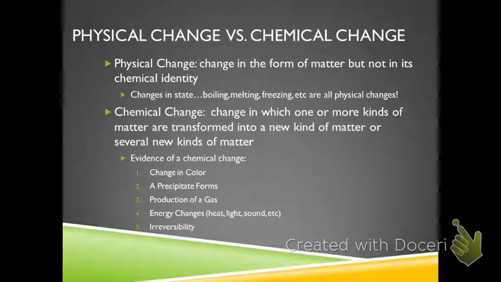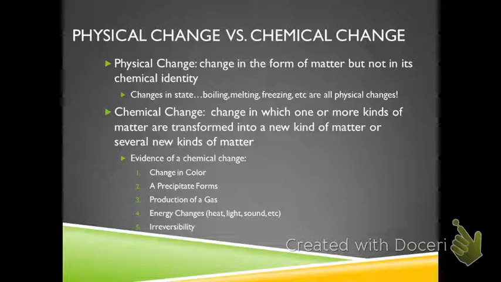The difference between physical changes and chemical changes: a physical change is just changing the form of the matter, but not its identity. So like when water boils, it's still water. It's just now water vapor. So all changes in state, boiling, melting, freezing, are all physical changes, in addition to things like cutting, bending, whatever. A chemical change is when one or more kinds of matter is transformed into a new kind of matter or several kinds of matter.